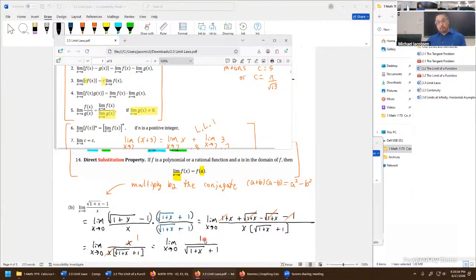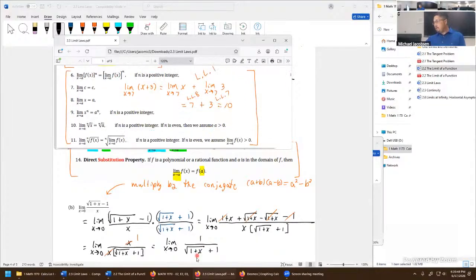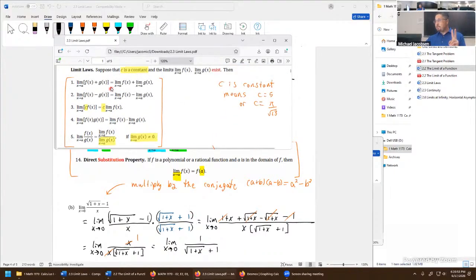We would take the limit of the numerator, but it's a constant. The limit of 1 as x tends towards 0 is still 1. And so 1 just stays right exactly where it is. Then you take the limit of the denominator through limit law number 5. But there's two functions separated by plus. That means you use limit law number 1, take the limit of the first function, that one, plus the limit of the second function, that one. But that's a constant once again. The limit of 1 is just 1.